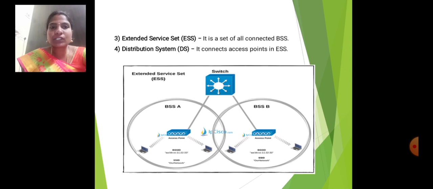The third major component is Extended Service System, ESS. It is a set of all connected BSS. And our fourth, Distribution System, DS. It connects access points in ESS. This diagram combines the BSS concept and access point networking, which is supported by an extended service system.